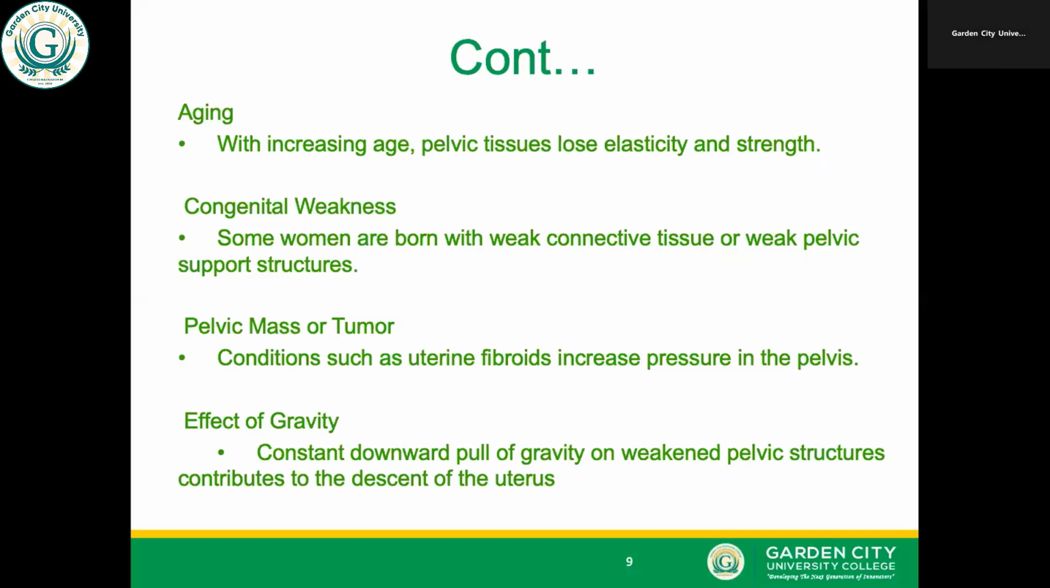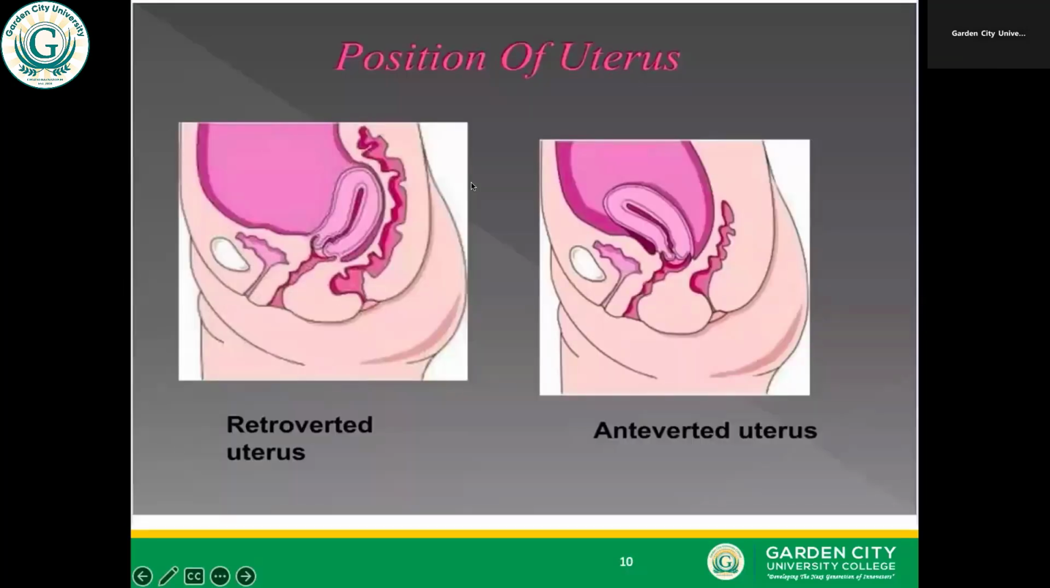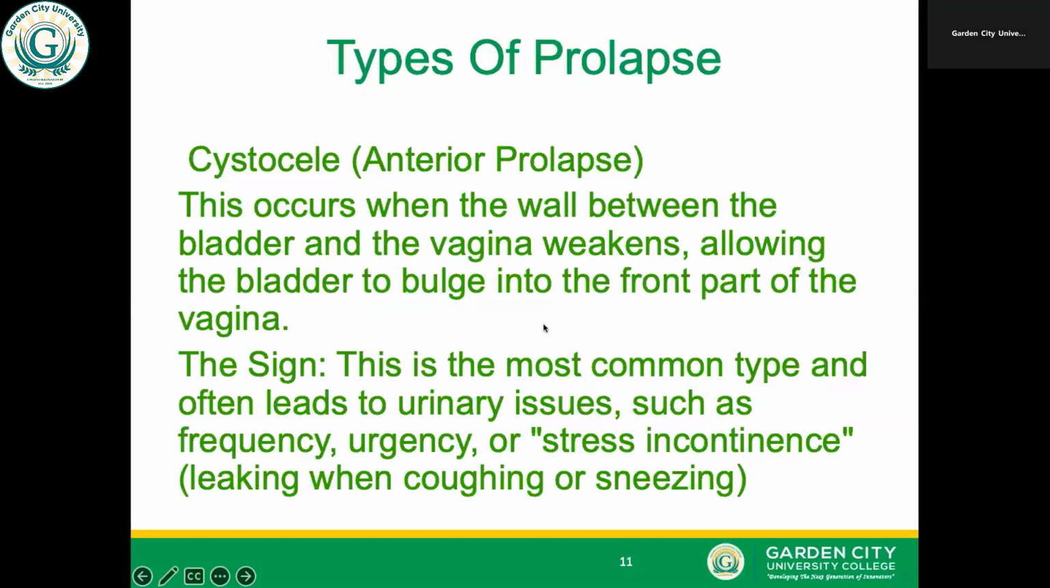Also, effects of gravity, which my sister has explained earlier on. As a woman, when you carry heavy loads or like lifting heavy objects, it puts pressure on your pelvic organs, including your uterus. And because there is pressure there, it also weakens the pelvic ligaments, leading to uterine prolapse. So this is the image of a normal uterus, which is in place. The retroverted one and then the anteverted one.